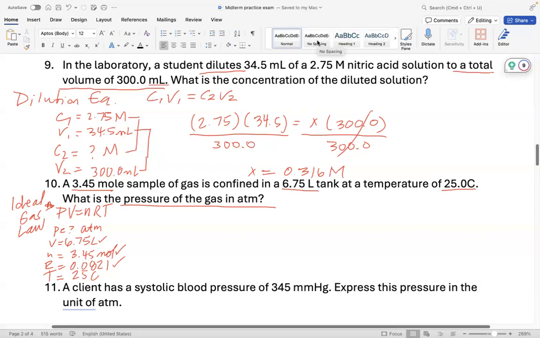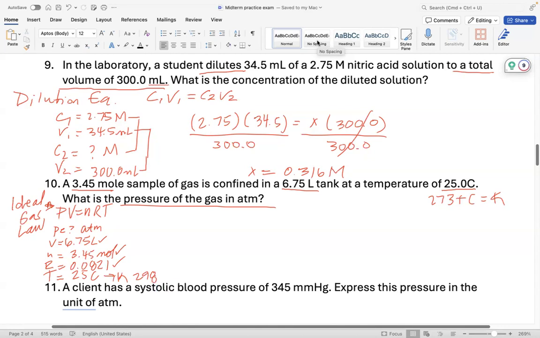There we go. And then T has to be in Kelvin. So we have to take this Celsius to Kelvin. So 273 plus Celsius equals Kelvin, which would be a formula you would be given on your reference sheet. So 25 plus 273 is 298 degrees Kelvin.